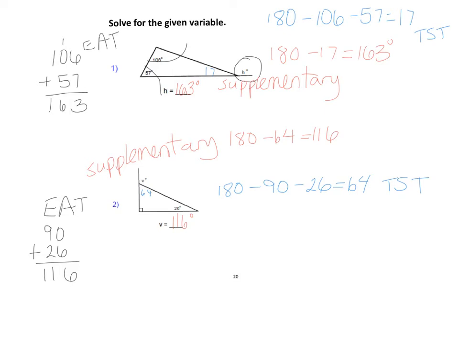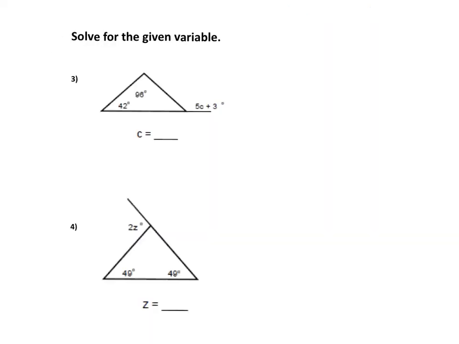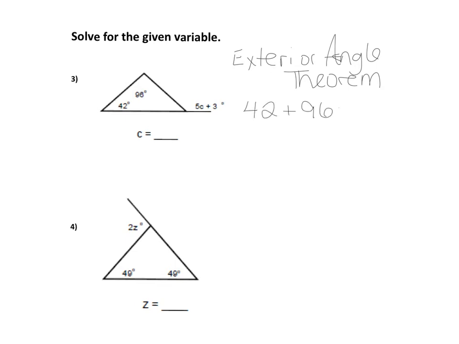Let's do 2 examples, and we're just going to use the exterior angle theorem. And looking at number 3, based on the exterior angle theorem, if we add 42 plus 96, it will give us the value of the supplement to the third angle. We know that 42 and 96 would be 138.